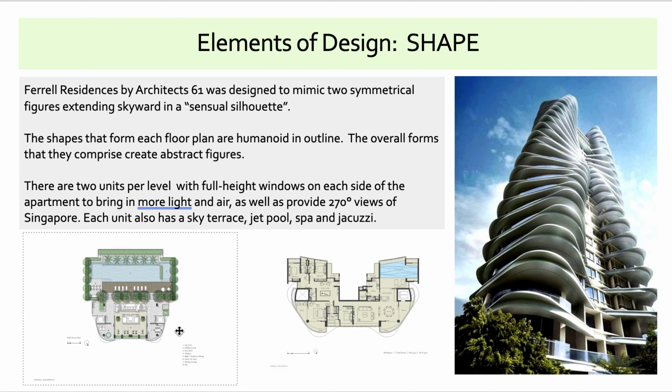Maybe that's a penthouse. But they said there's 2 different residences per level. Residence on this side, residence on this side. And then they can see all the way through. Light comes all the way through. So it brings in more light and air, and they get 270 views of Singapore. And they also have a terrace, a jet pool, a spa, a jacuzzi. Wow.